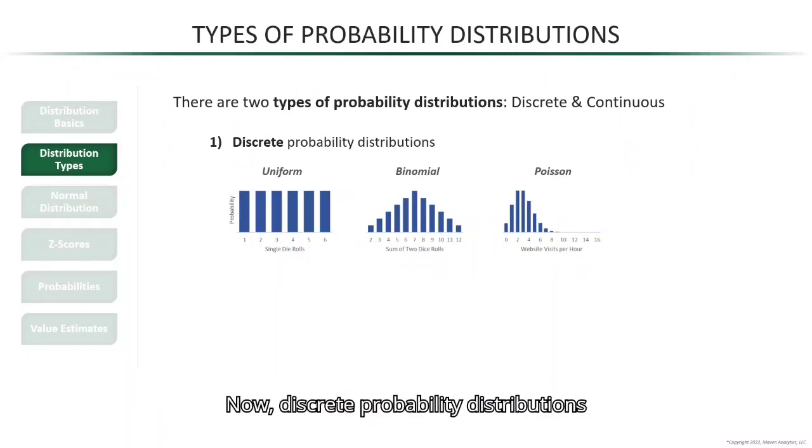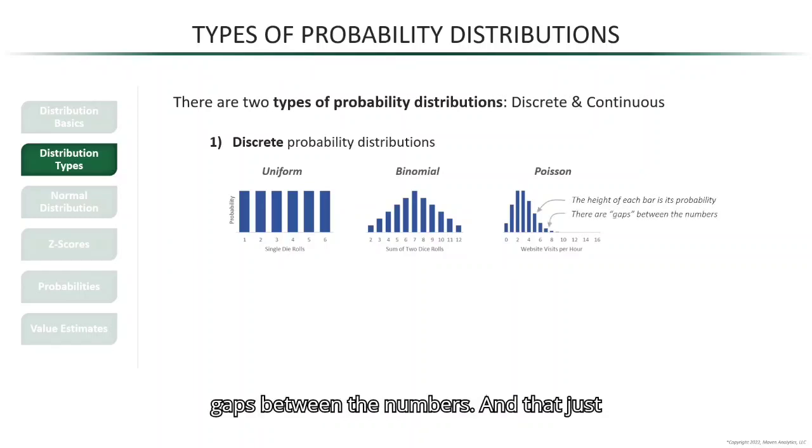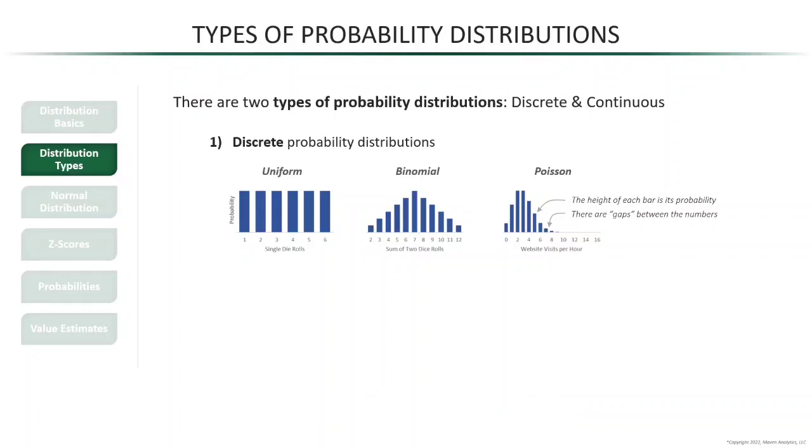Now, discrete probability distributions like these have 2 distinct properties. 1, the height of each bar is its probability, and 2, there are gaps between the numbers. And that just means that you can't have any values in between. You can't have 2.5 website visits in 1 hour, or you can't roll a dice and get 3.7.